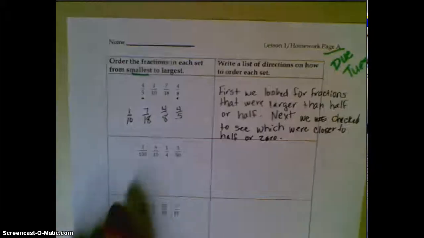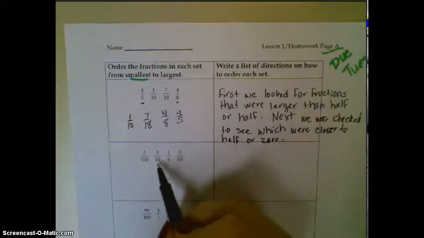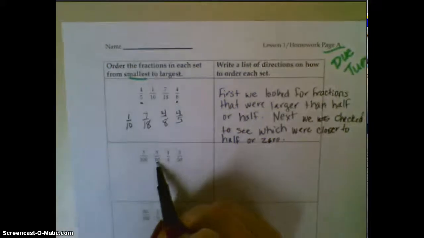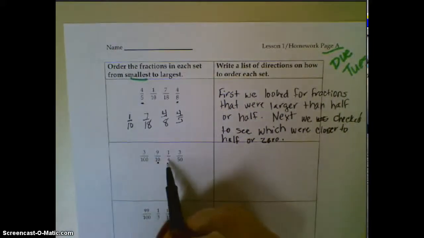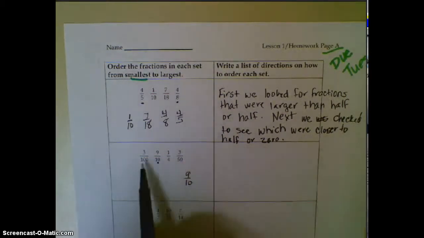Okay, our next one over here, let's do the same thing. Which ones are half or closest to half? And we've got this one is really close to 1 whole. That one's bigger than half. Less than half, and a lot less than half. So 9/10 is our biggest. Okay, so looking at these, we know that this one is a very small fraction.